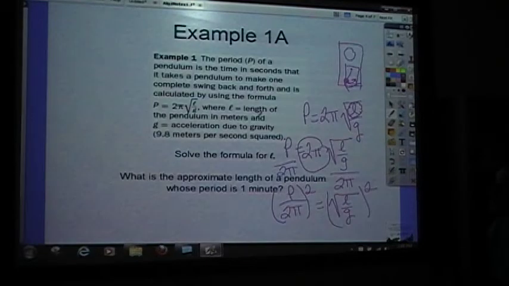Okay? So what is the approximate length of a pendulum whose period is 1 minute? This is whenever it's nice to move the formula, because if I know what the period is, if I plug it into the original one, it's going to be messy. 1 equals 2 pi times the square root of L over G. That's pretty messy, but if I go to my new one and plug in 1 for a period of a pendulum, is a time in seconds, so that was wrong even. I'm not plugging in 1, I'm plugging in 60.